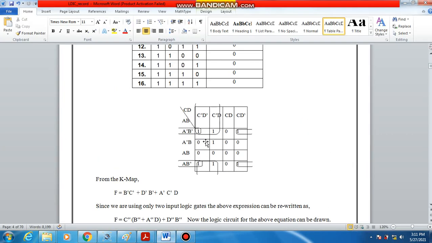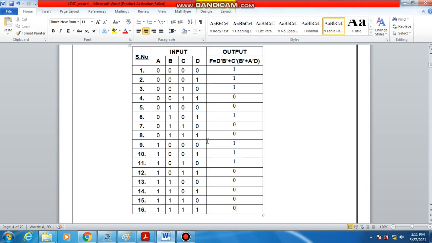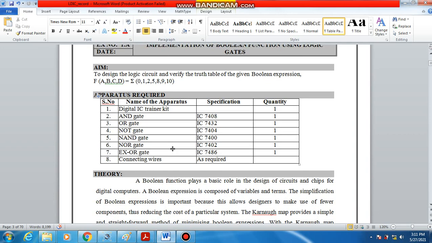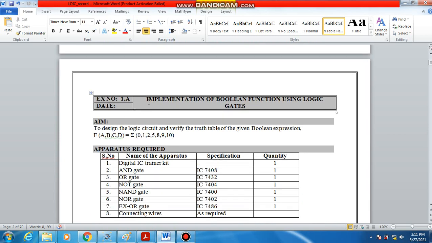Here, all your digital electronics is about verification. We are going to verify the given circuits. That is what we are going to do. Your first experiment, the implementation of Boolean function, is experiment number 1A, and the given function is 0, 1, 2, 5, 8, 9, 10. Now what I am going to do here is build a logic circuit for this expression. It is a min-term expression and I have to build a logic circuit.